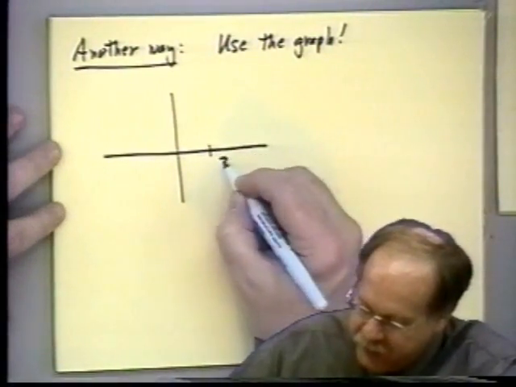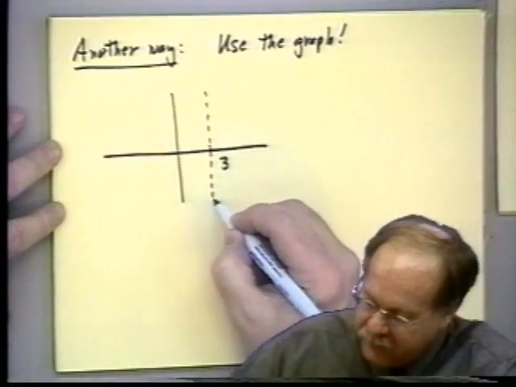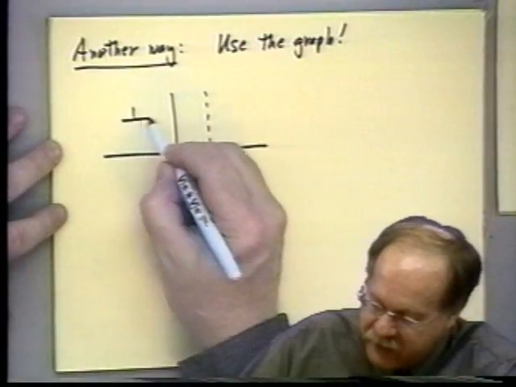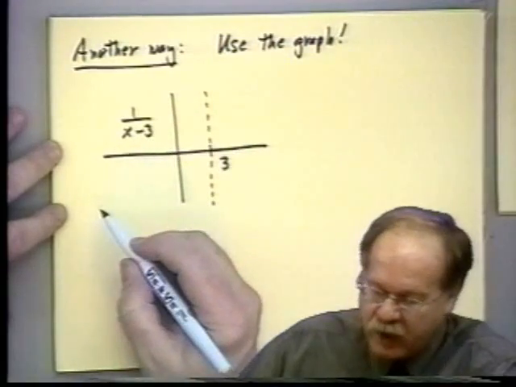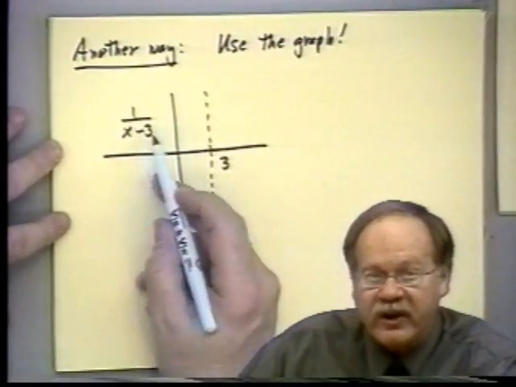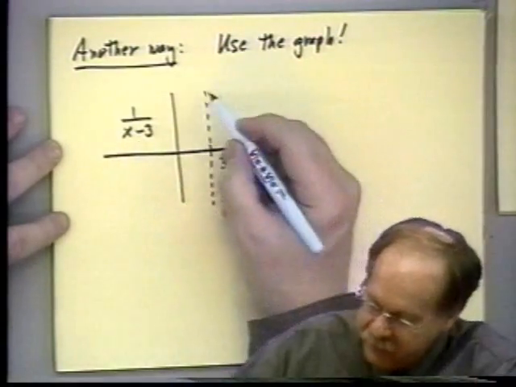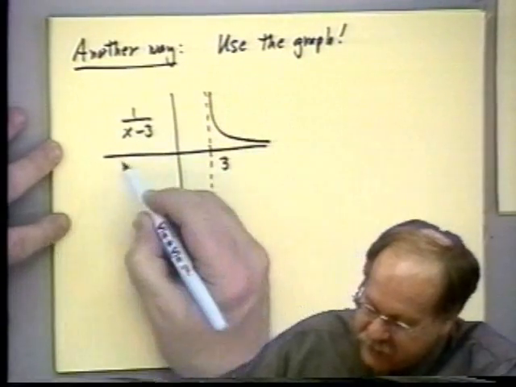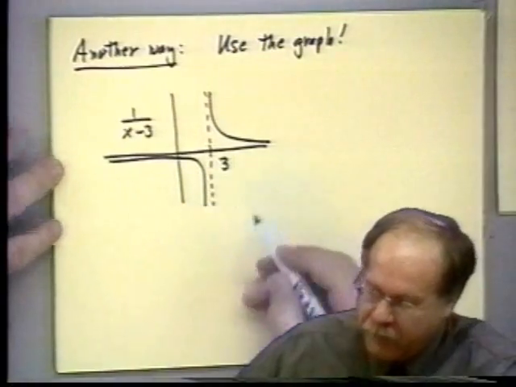So, 3 is the difficulty. That's where the function does not exist. Here we'll just first look at the function 1 over x minus 3. And if you realize this is 1 over x shifted to the right by 3, then what we have is this kind of a curve.